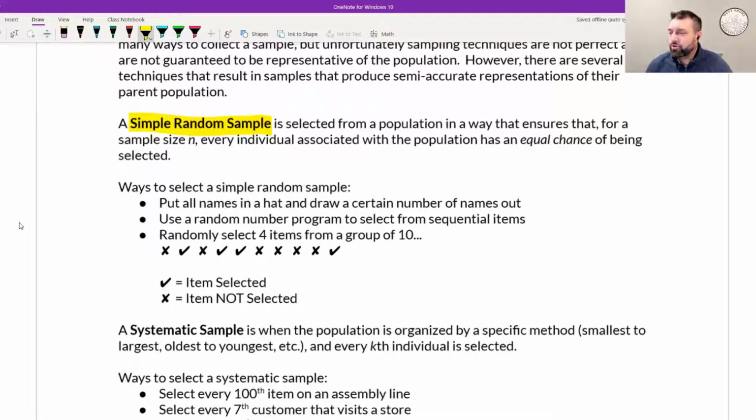So you go out and you randomly select 4 people from a group of 10, right? So 1, 2, 3, 4, that's who you select to sample. You collect data from them, and then you analyze that data, okay? So that's called a simple random sample. Put the names in a hat and draw out 4 names, and that's who gets to take the survey, okay?